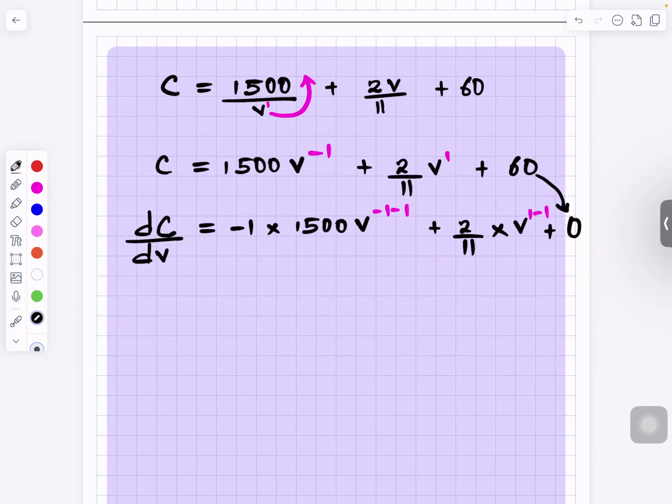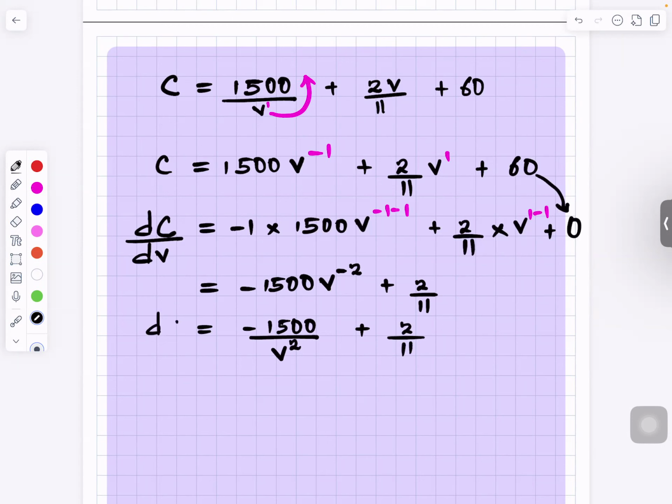So we simplify now. dC over dV equals minus 1,500 V to the minus 2 plus 2 over 11. You can write it as minus 1,500 divided by V squared plus 2 over 11. So that's our dC over dV.